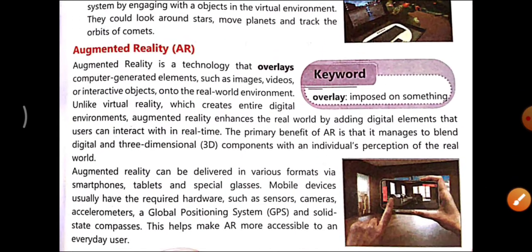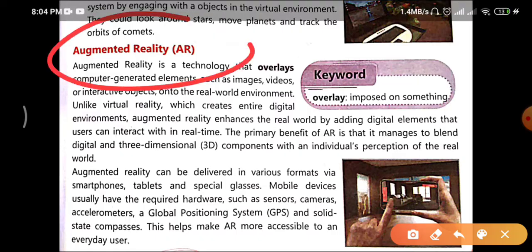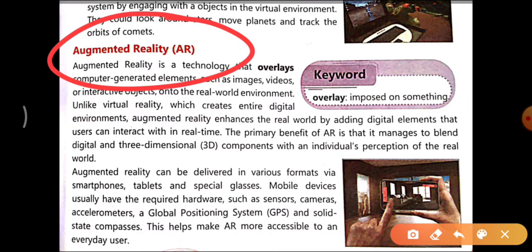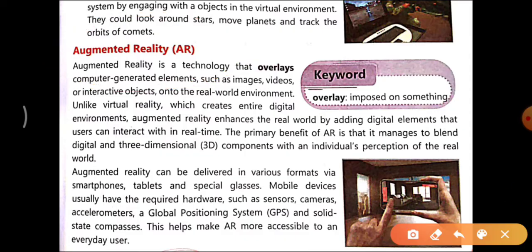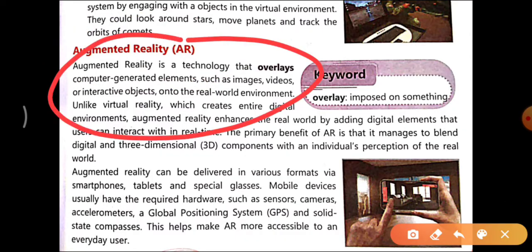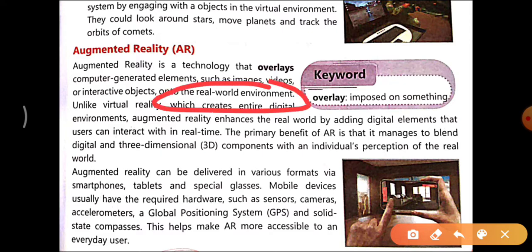Now I will go to AR. First of all, think what is AR and what is VR. See the difference first. Okay, the difference is very important. Virtual reality is completely virtual, nothing is real. Now AR is this: please look at the first line. Augmented reality is a technology that overlays computer generated elements such as images, video, and interactive objects onto the real world. Please look at this line, onto the real world.